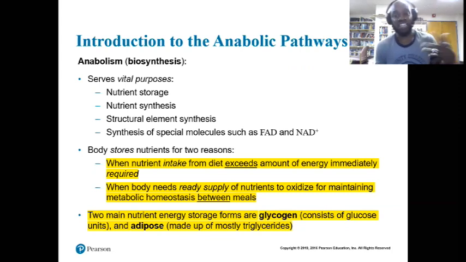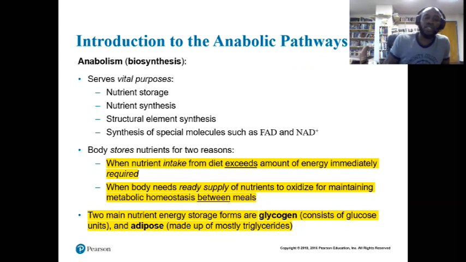So the body stores nutrients for two different reasons. If you eat more than you need, your body can store excess energy. We store fat. When the body needs nutrients to oxidize between meals, your body needs energy in between when you're not eating. We need to have nutrients stored up for that reason too. So when we have too much, or the body needs some in between meals, the body has to store nutrients for those two reasons. Two main nutrient stores are glycogen, which are just chains of glucose, and adipose fat, which are made mostly of triglycerides.